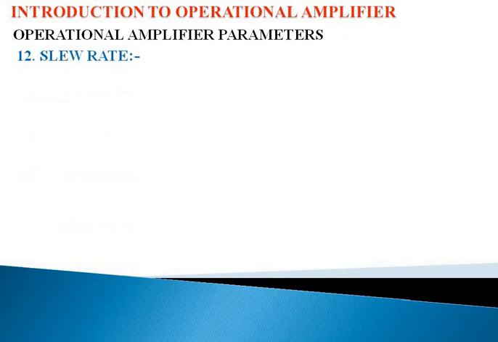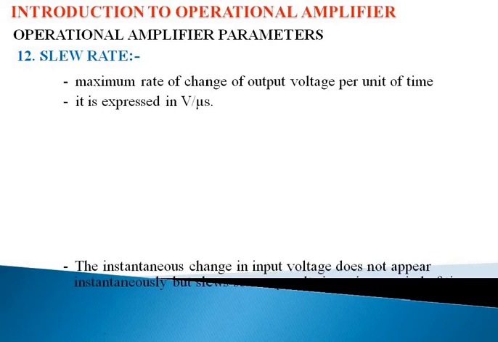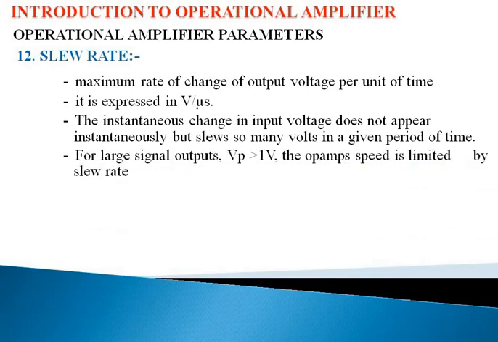The next is the slew rate. Slew rate is the maximum rate of change of output voltage per unit of time. It is expressed in voltage per microseconds. The instantaneous change in input voltage does not appear instantaneously but slews so many volts in a given period of time. That is, at the instant input voltage is given, the output will not be amplified. It will take some time to reach its amplified value.